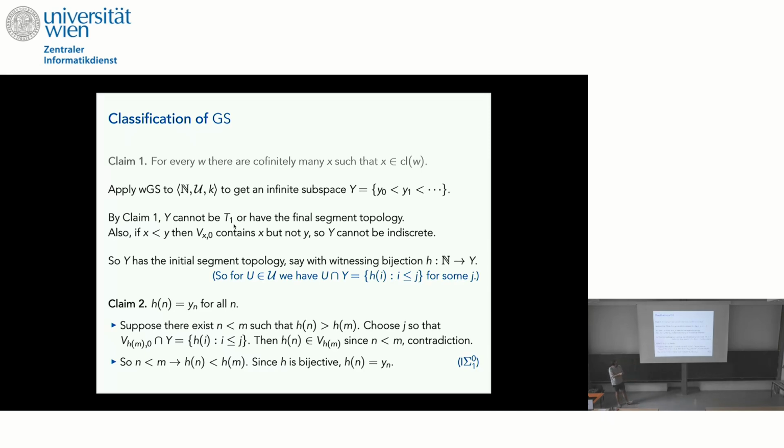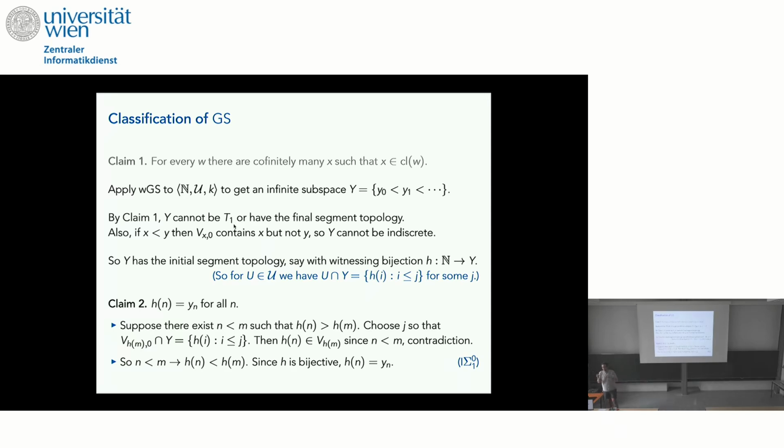In particular, it cannot contain h of n because h of n is bigger. Does that make sense? This point cannot be in here, right? But h of m is in here, so m is less than or equal to j, and n is less than or equal to m, so it is in there, right? And that's the contradiction. So in fact, n less than m must imply h(n) less than h(m), and now you just by induction can prove that h of n is equal to n.